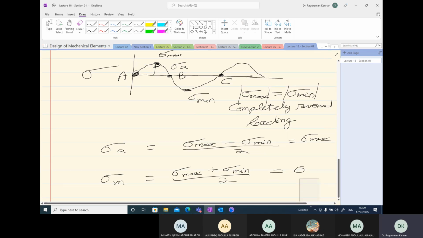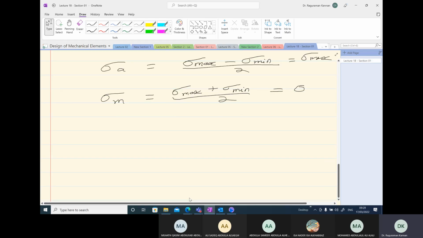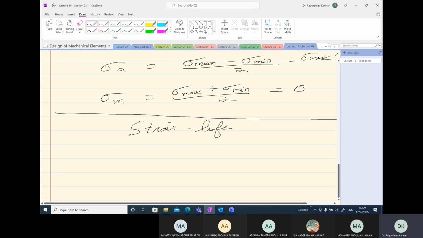So this is for stress life method. We control the stress applied on the specimen. In the strain life method, what do we do? We control the strain applied on the specimen.